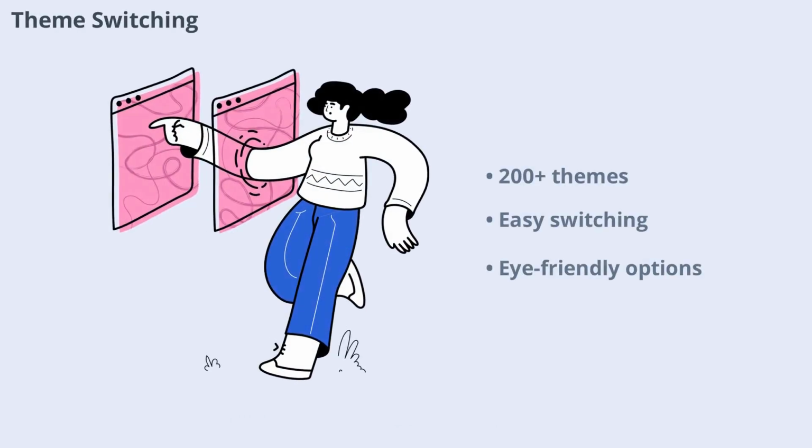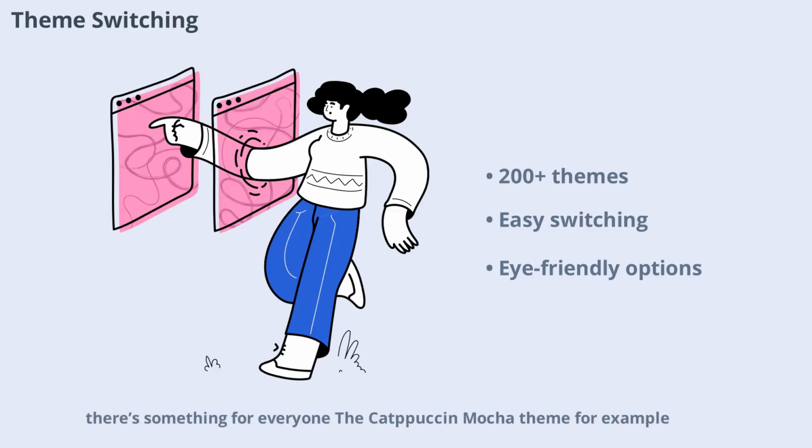If you love customizing your workspace, Ghostty has you covered with over 200 built-in themes. Switching themes is as simple as changing a line in your config file and reloading Ghostty. Whether you prefer dark, light, or colorful themes, there's something for everyone. The Catppuccin Mocha theme, for example, is easy on the eyes and perfect for long coding sessions.